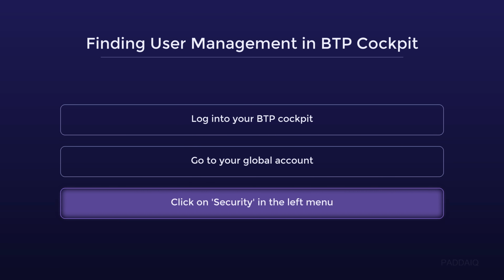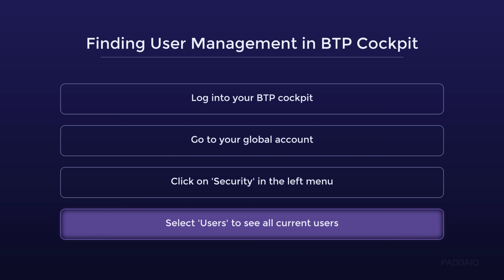Click on Security in the left menu. This means selecting the security option from the navigation panel to access user management tools. For example, if you need to add a new team member to your development account, you start here. This is your first step to securely manage who can access your applications and services.